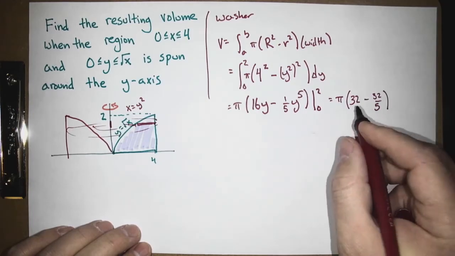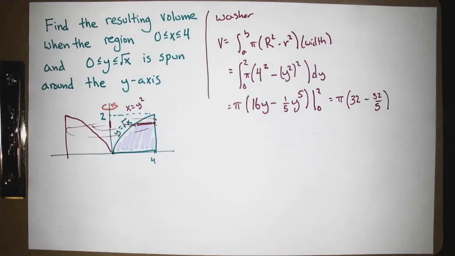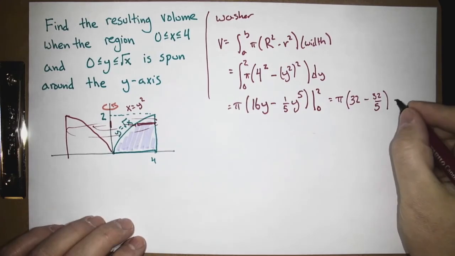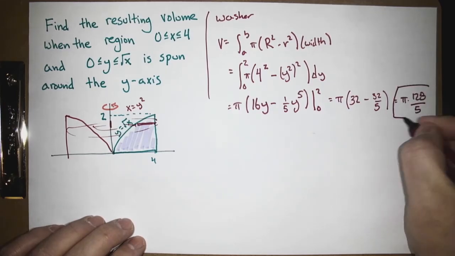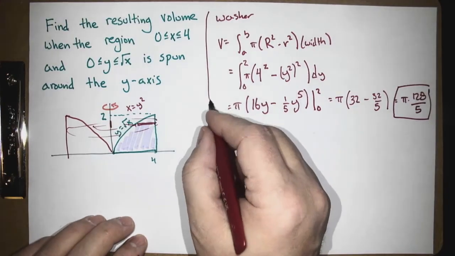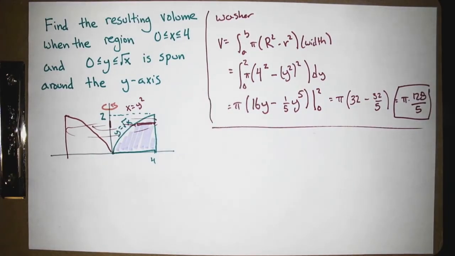Now, if you get a common denominator, 32 times 5 is 160. 160 subtract 32 is 128. So we got pi times 128 divided by 5. Okay, now that's the old way. Let's do our new way. It's a whole new day.